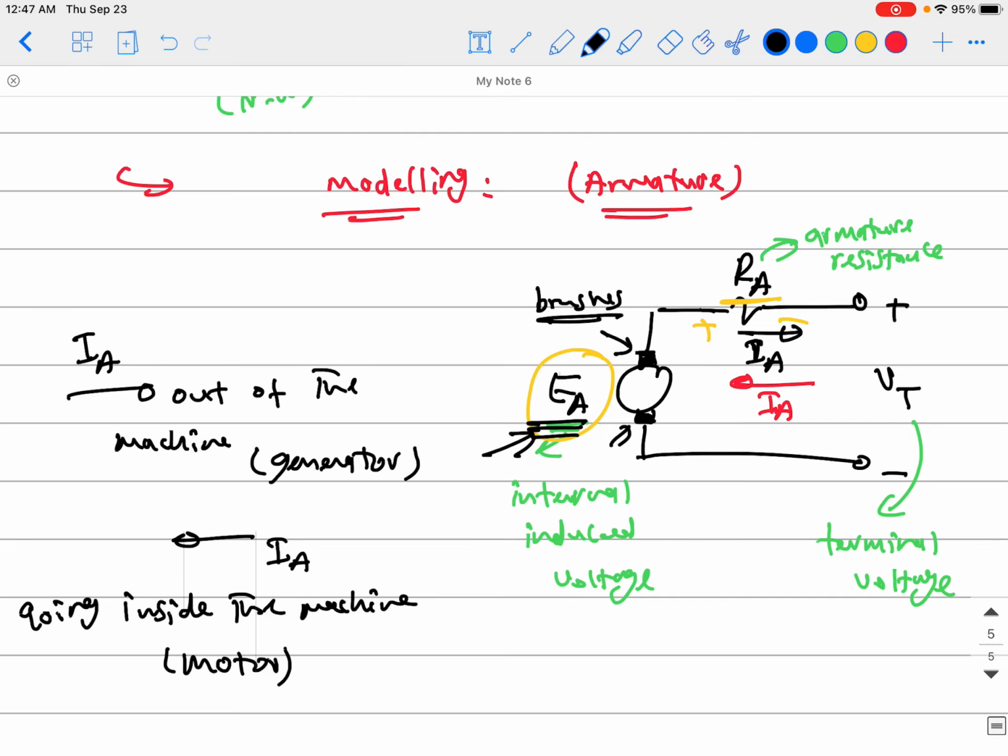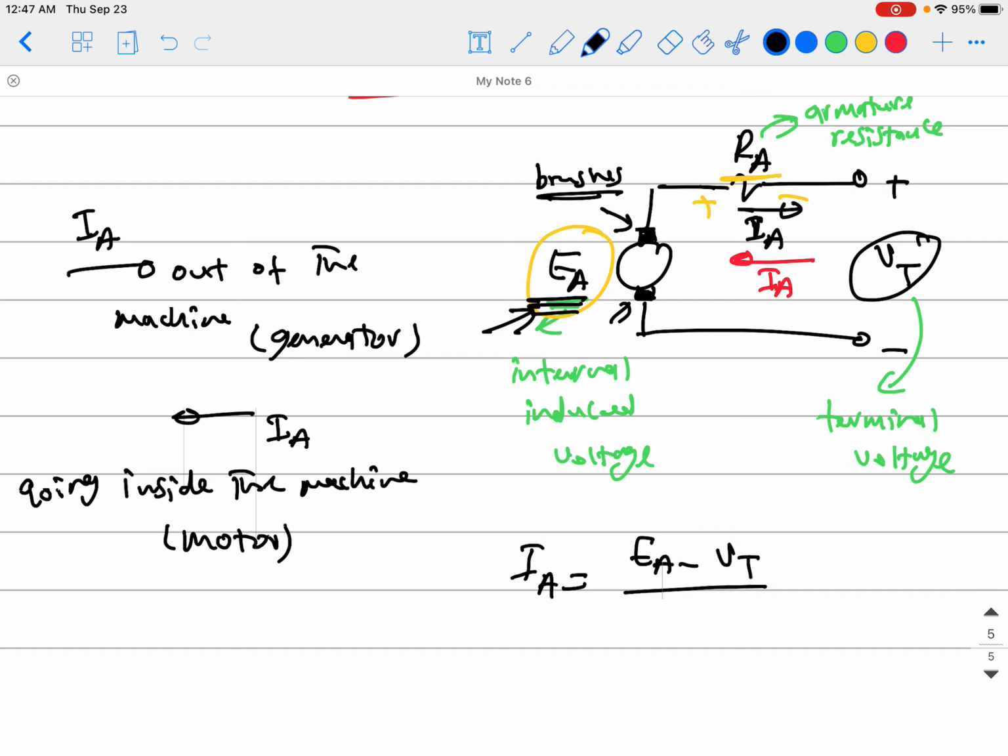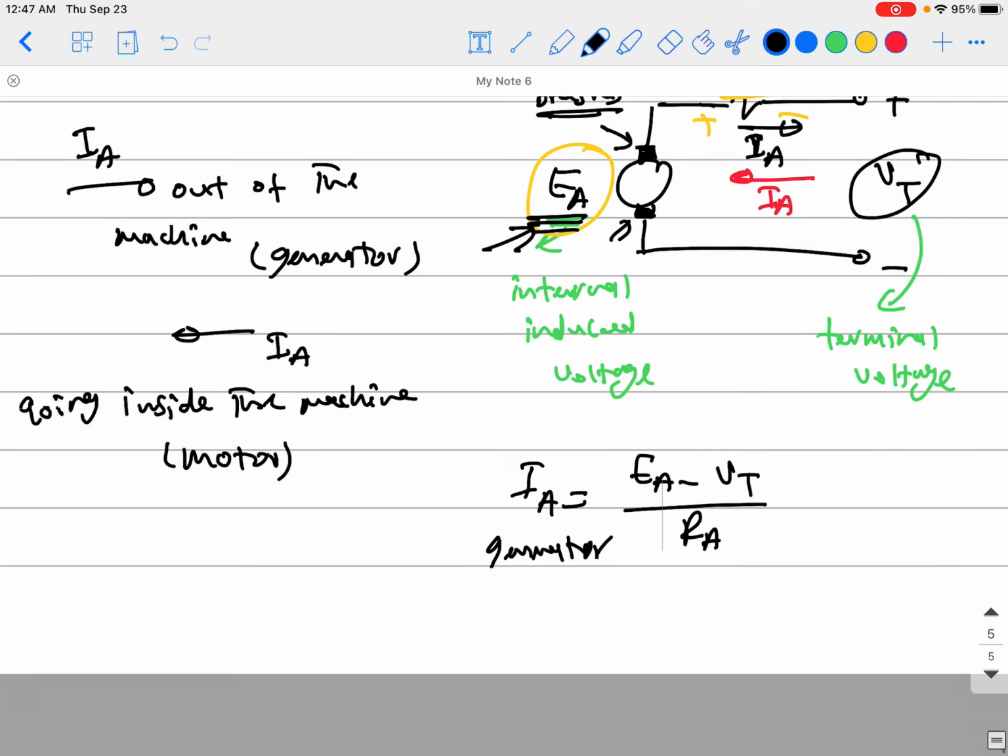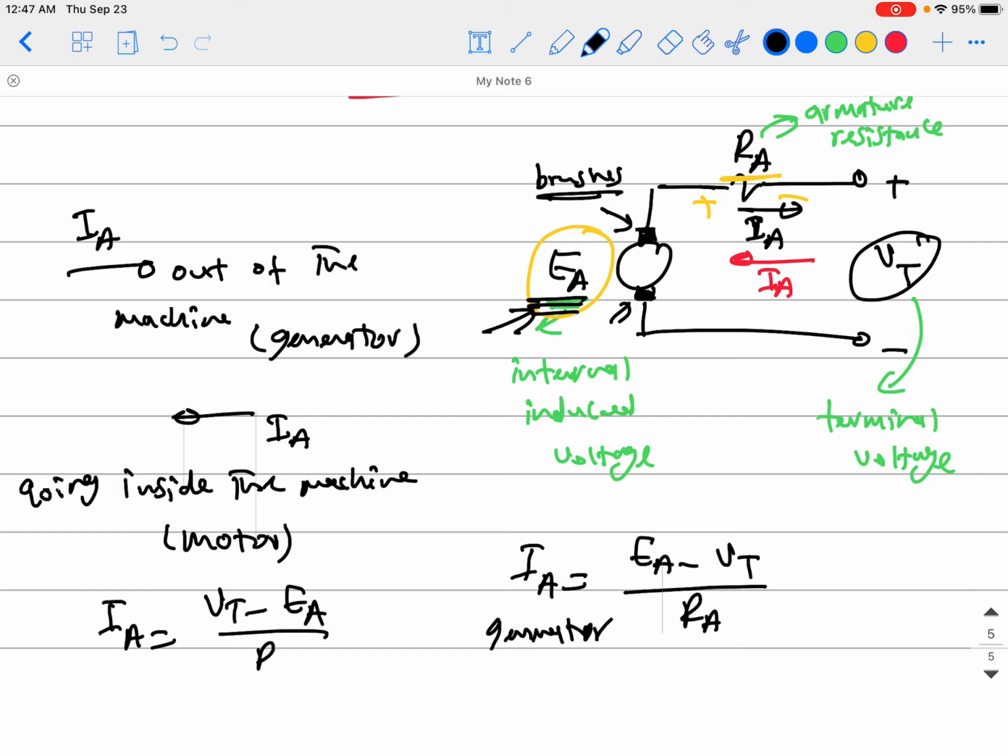IA from now on will be EA minus V terminal divided by RA. That's for a generator. Or it will equal V terminal minus EA over RA. That's for a motor.